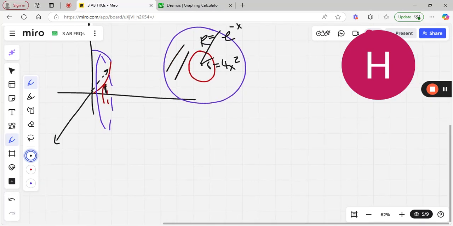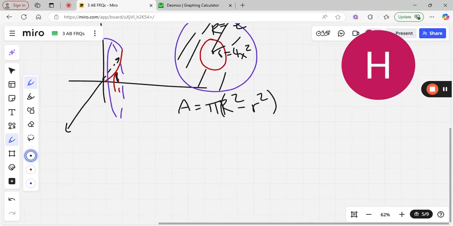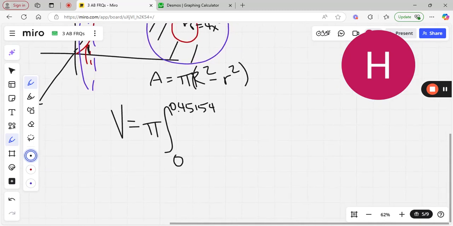So we want the area in between circles. That's just going to be pi big R squared minus little r squared. That's the same as pi big R squared minus pi little r squared. Big circle area minus little circle area. And so therefore the volume is just adding all these things up, 0.45154.